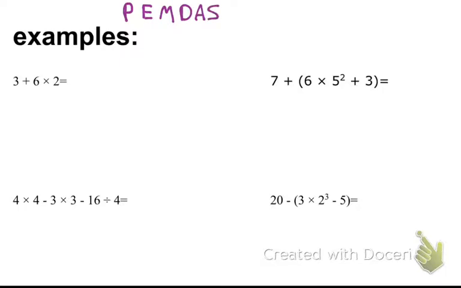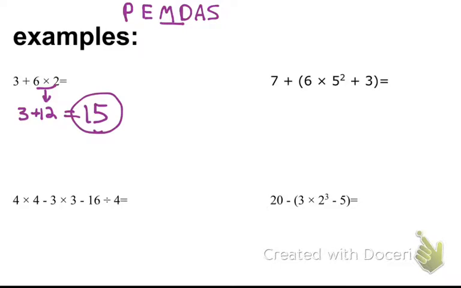Okay, any parentheses? No. Any exponents? No. Any multiplication or division? Why, yes, there is. I have 6 times 2. And 6 times 2 gives me 12. And I put 12 underneath and just rewrite the rest of the problem. Now what comes next? Well, addition and subtraction. Well, there's only addition left, so I do 3 plus 12. I get 15 for my answer.